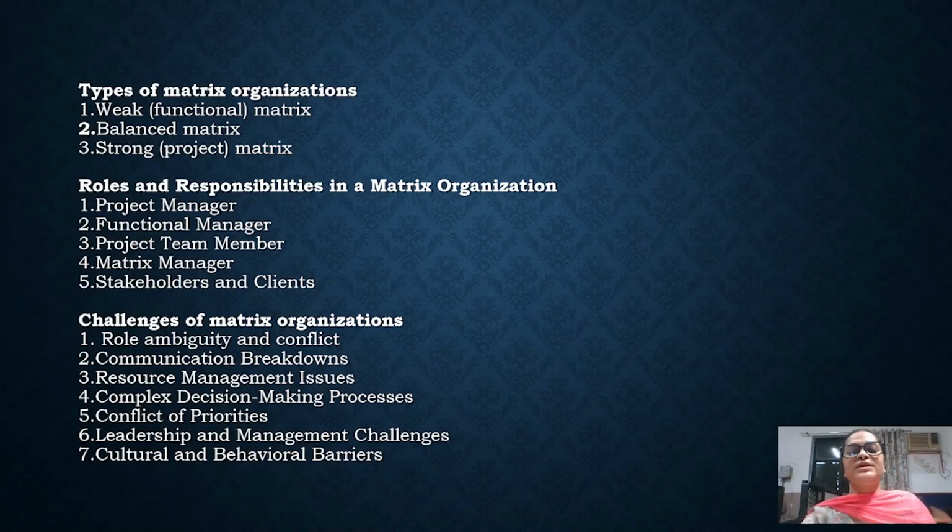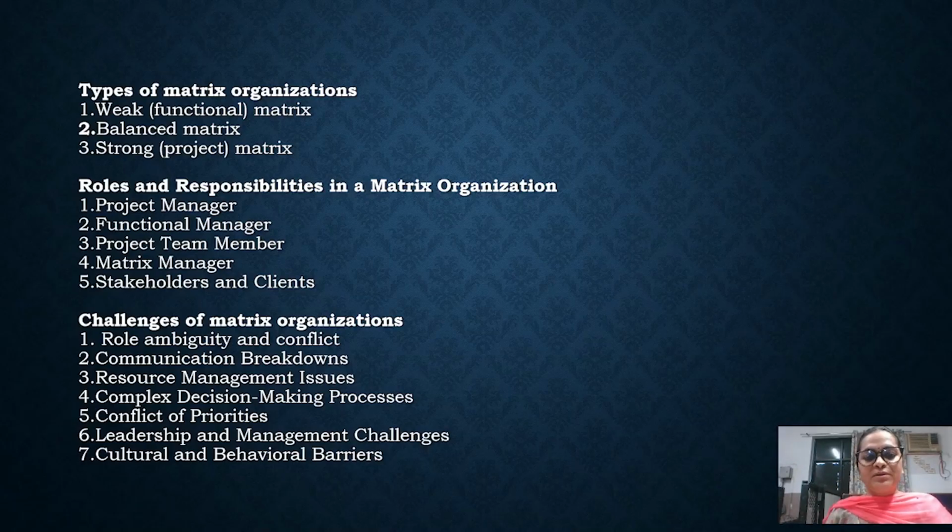Now the second type of matrix organization is the balanced matrix, which means that the authority and responsibility are evenly distributed between the functional and the project managers. This will always promote collaboration. It will promote shared decision making and a flexible approach towards the management of projects, which will leverage the functional expertise and the resources.